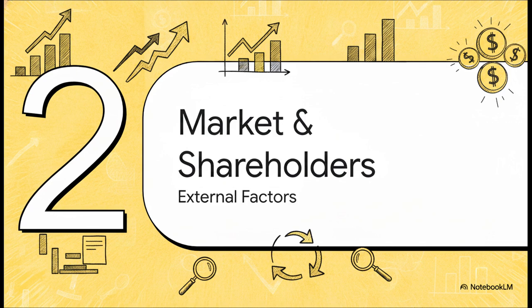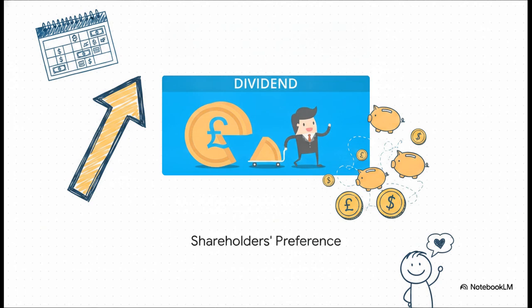We're now shifting our focus outward, looking at those external market forces and what the shareholders themselves actually desire. Let's dive into factor 5, shareholders' preference. You've got to remember who actually owns the company, right? The shareholders. And normally they want to get a regular income from their investments so they can pay their own bills. Because of this strong preference, a company is generally going to try to ensure that at least a minimum dividend is distributed every single year just to keep those investors happy.